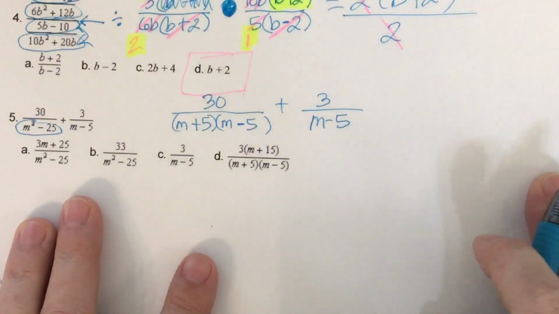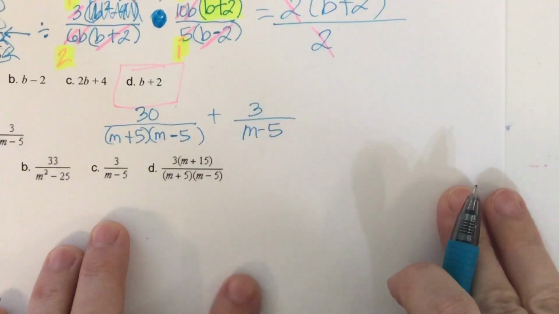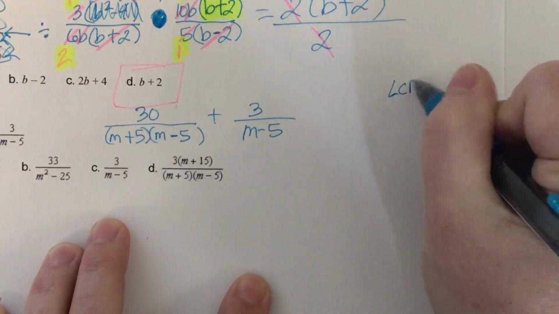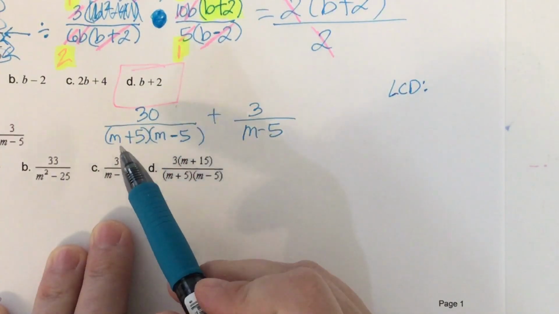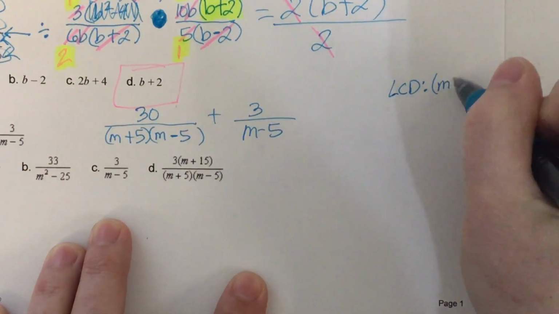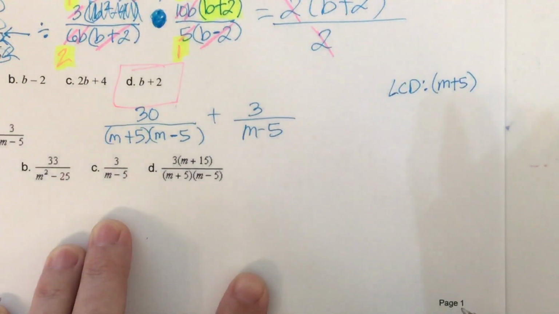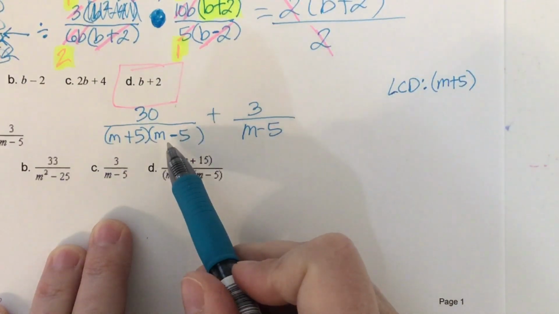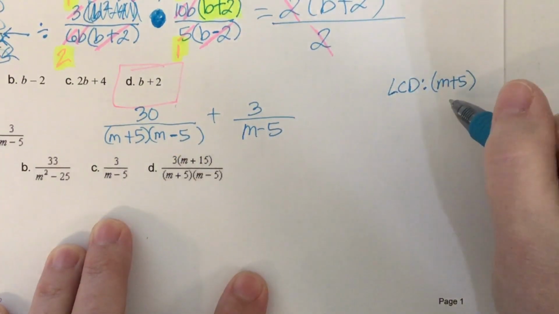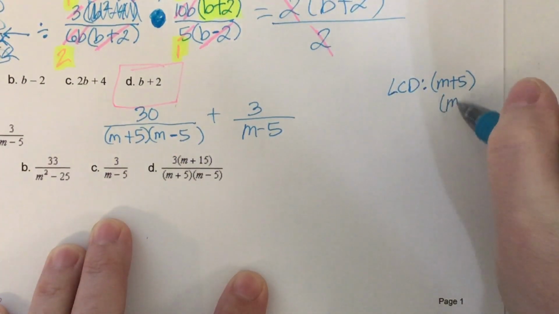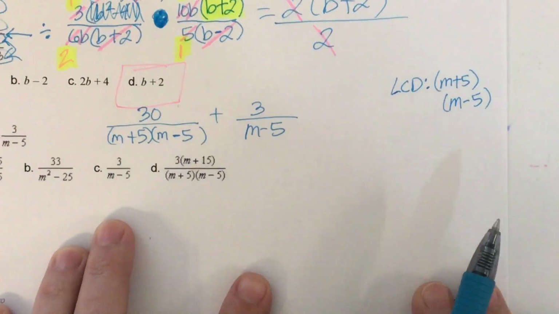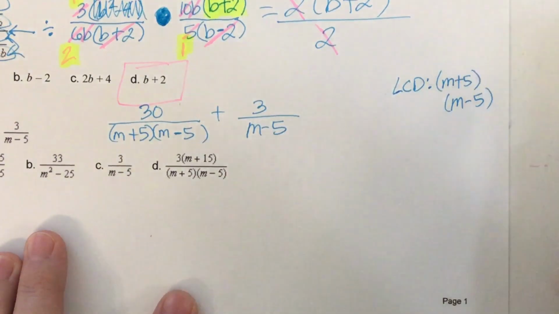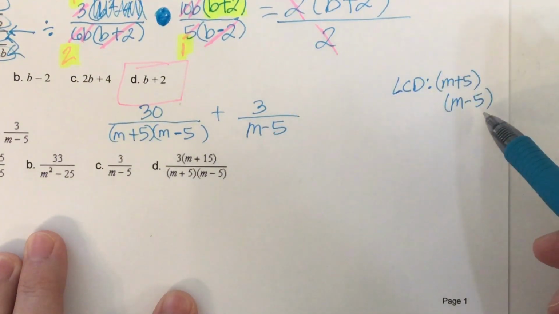Okay, now I have to figure out who the least common denominator is going to be. So I look in my denominator, m plus 5 is a factor, it happens once, so I need it once. And m minus 5 is a factor, it happens once on the left, once on the right, so I need it once. So the greatest number of times it happens is once. So I need both denominators to have an m plus 5 and an m minus 5.